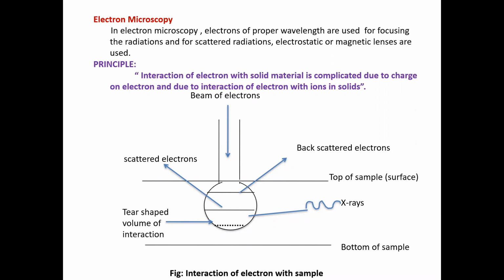And what is the principle of electron microscopy? Electron microscopy is a simple interaction of electrons with solid materials. It is complicated due to the charge on electrons and due to interactions of electrons with the ions in a solid. So these are the simple principles.